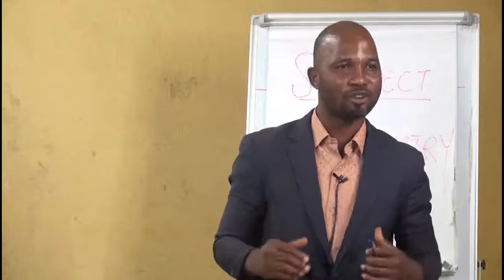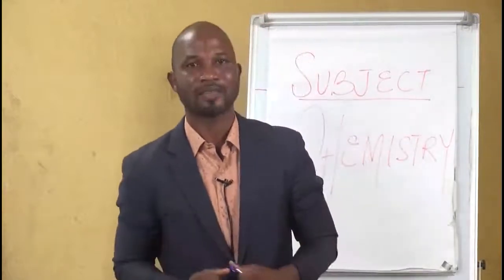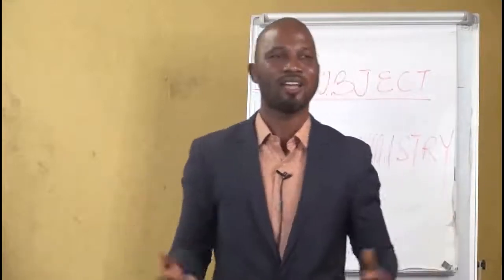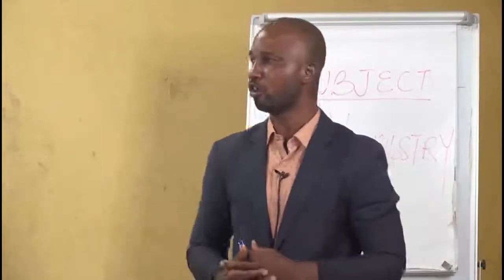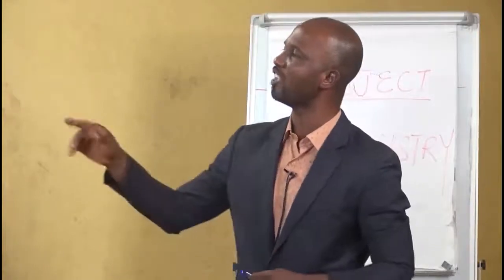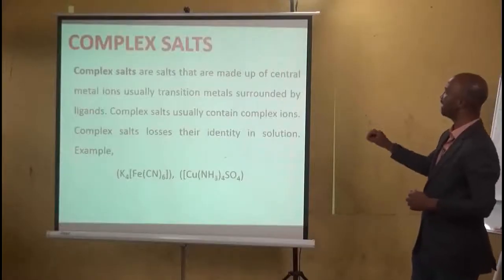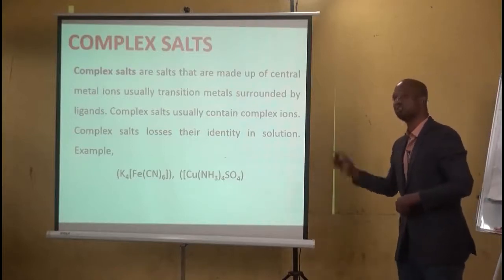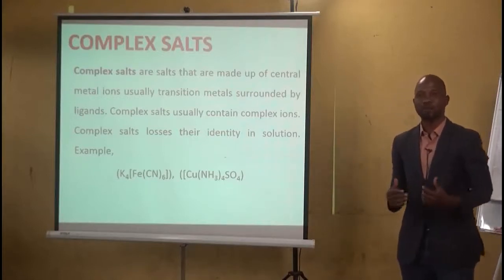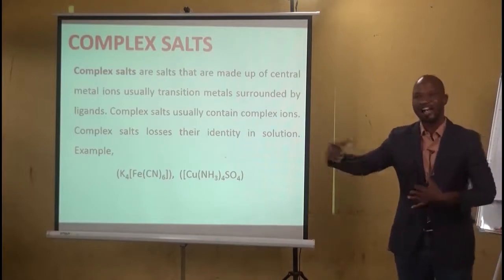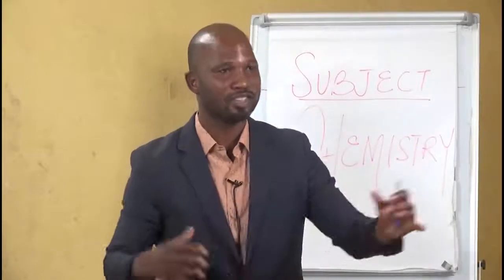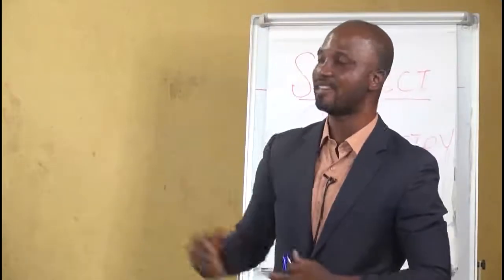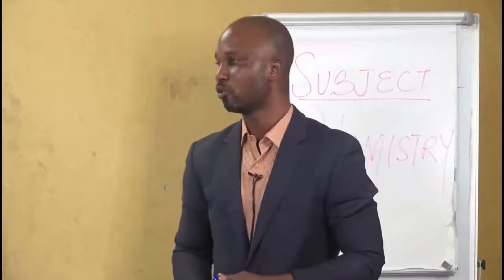This central metal ion is usually a transition metal and is surrounded by ligands. And your ligands can be your water, your cyanide, just to mention but a few. So if you look at it, complex salts usually contain complex ions. And complex salts lose their identity in solution. It means that when you put a complex salt in water, all the ions will go their separate ways. They no longer behave as an entity. And that's what we mean here by they will lose their identity when in solution.